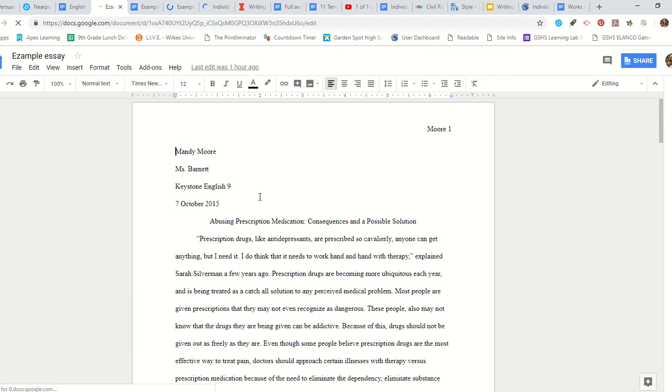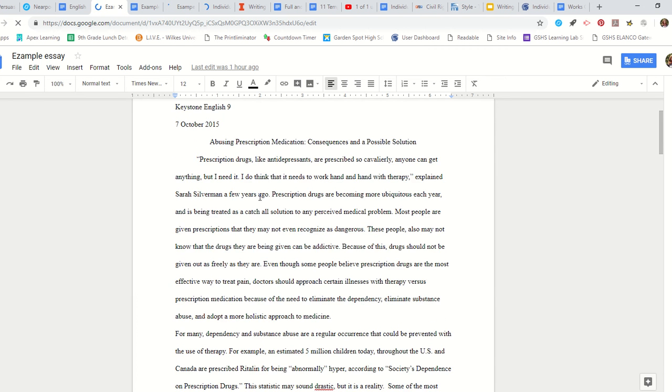Okay, so in this example, this is a research paper. But the thesis down here at the end of the introduction: even though some people believe prescription drugs are the most effective way to treat pain, doctors should approach certain illnesses with therapy versus prescription medication because of the need to eliminate dependency and eliminate substance abuse and adopt a more holistic approach to medicine.